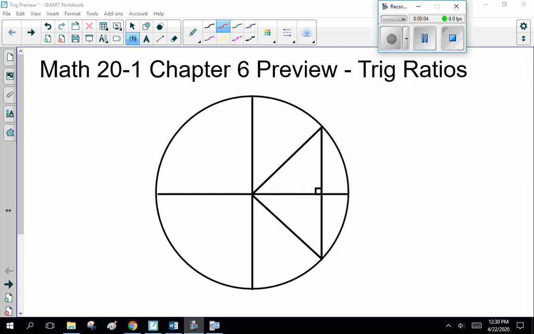Welcome to Math 20-1, Chapter 6 Preview, Trig Ratios. Now, I have to talk a little bit about trig and trig ratios before we get into the meat of this chapter.